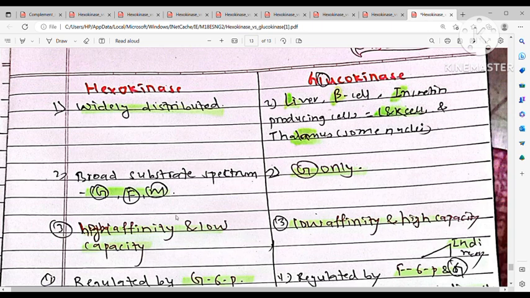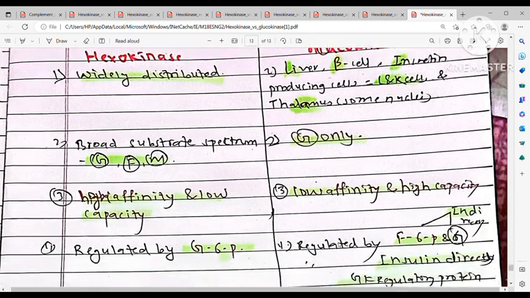High affinity: hexokinase is like baby. It has high affinity towards candies. Glucokinase is like mother. It has low affinity towards candies. Hexokinase is like baby, as a baby cannot handle too much glucose. It has low capacity. Glucokinase is like mother. Mother can handle too much glucose. It has high capacity.